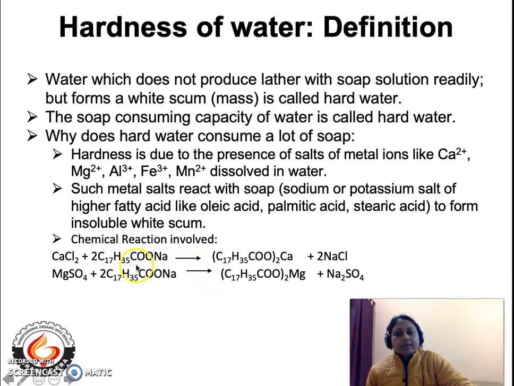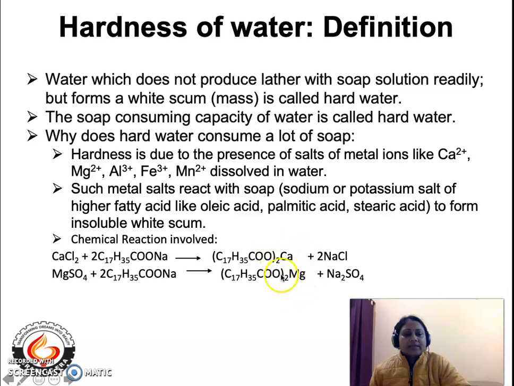So let us see the chemical reactions that are involved. Now calcium chloride and magnesium sulfate are taken as examples of the hardness producing salts, and this is the sodium salt of oleic acid. When this calcium chloride reacts with this higher fatty acid salt, it forms the calcium salt of the oleic acid. Now similarly the magnesium salt, when it reacts with the sodium salt of the oleic acid, forms the magnesium salt of the oleic acid.